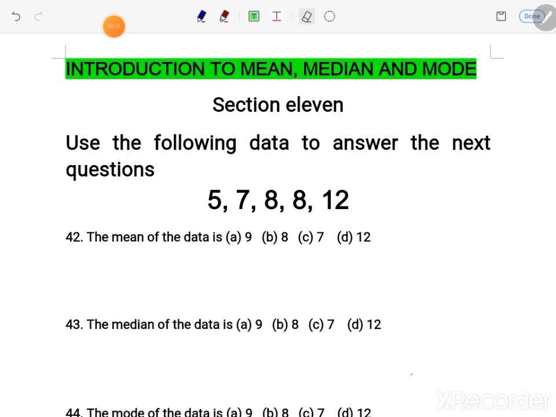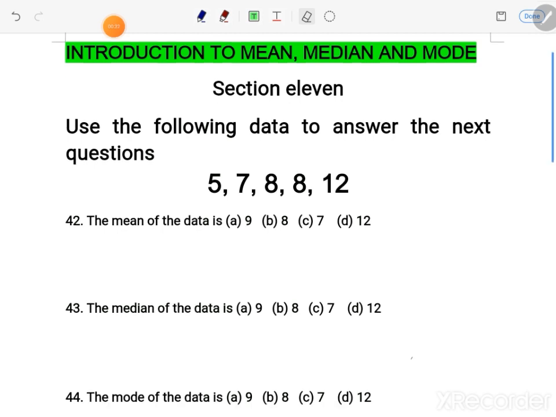Today we are going to discuss mean, median, and mode. It is simply going to be an introductory class to what we're going to do on mean, median, and mode. So you have to stay tuned to get the other aspects of our discussion.